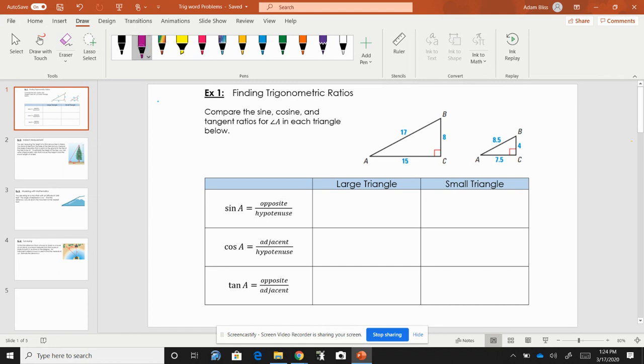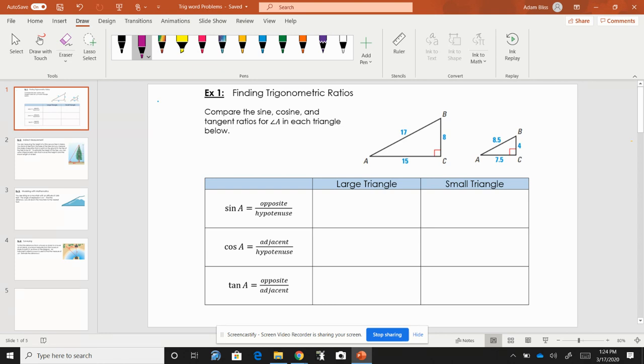I am going to help you guys out with using trigonometric functions, so sine, cosine, and tangent, to solve word problems. I know, everybody's favorite, but it's going to be fun. So let's take a look at example 1. This is just a review of what you guys hopefully learned last time.